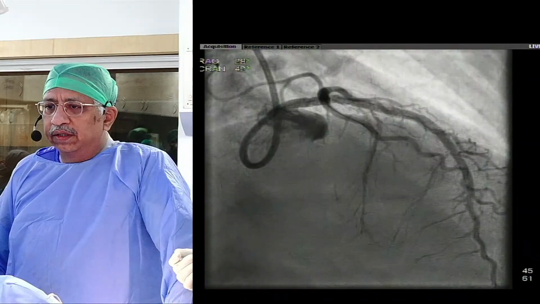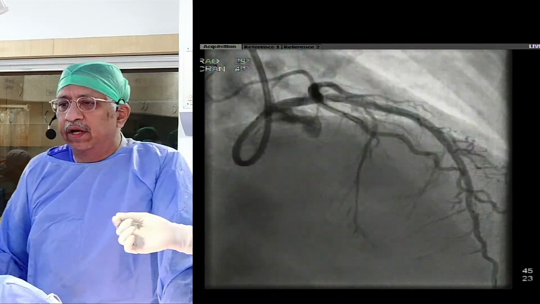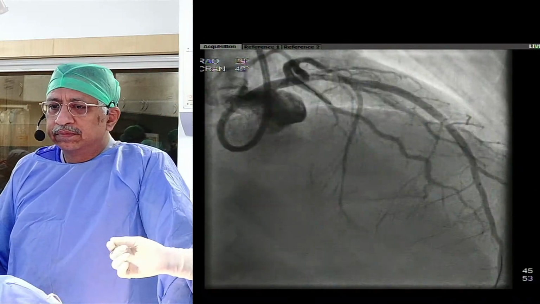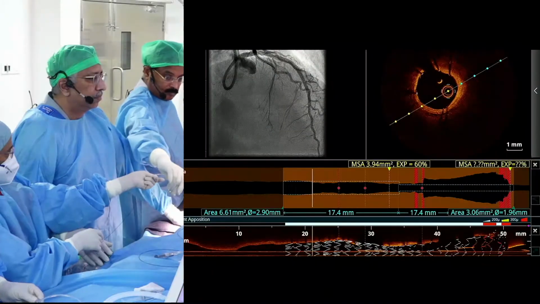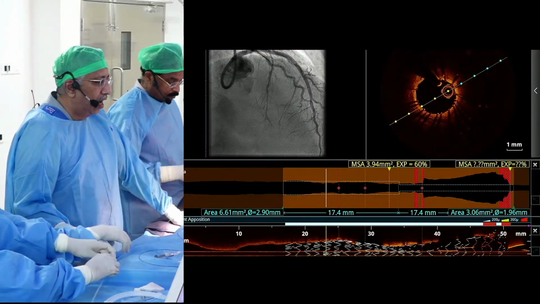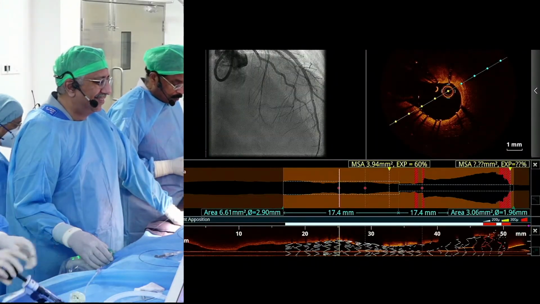Good. So now please show the OCT on the main screen. So you have an 8-minute warning. But you're working beautifully well. We have about 8 minutes left.